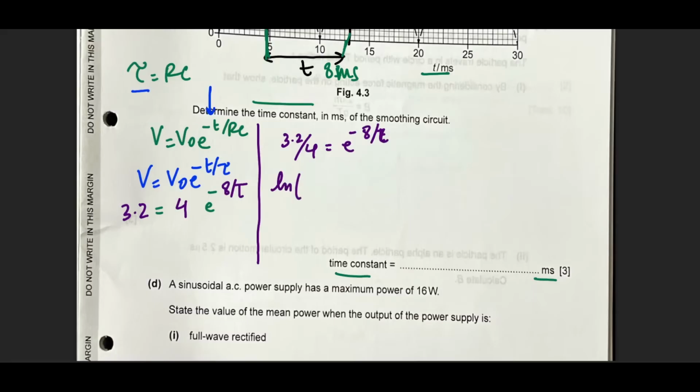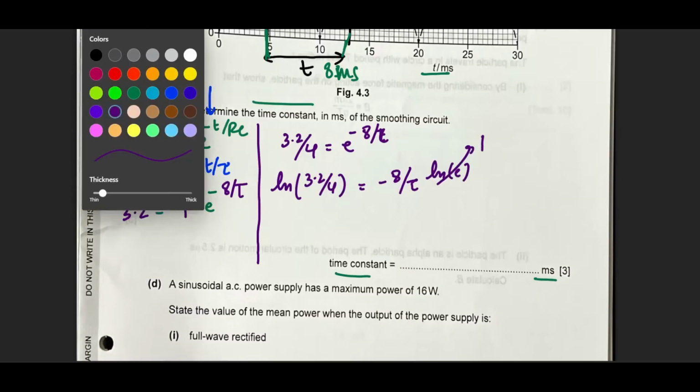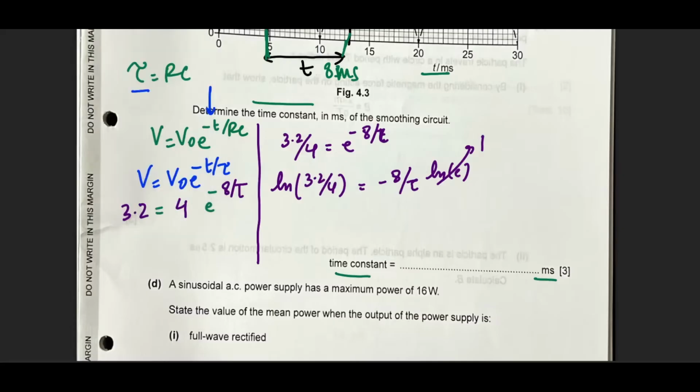Taking log on both sides, this is going to become 3.2 divided by 4 equals minus 8 divided by tau into natural log of e, which becomes 1. Now, this is a rule for natural log that if you divide a smaller number with a larger number, the log of this number will be negative. Since I'm expecting a negative answer for this, this is also a negative sign. It will get cancelled out.